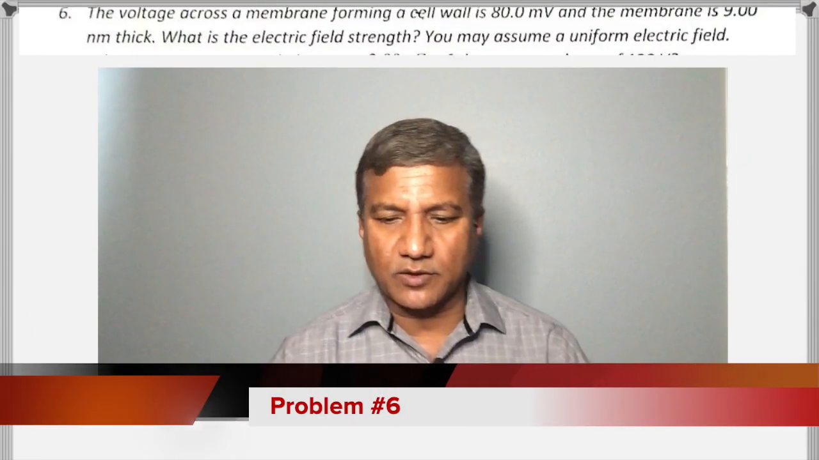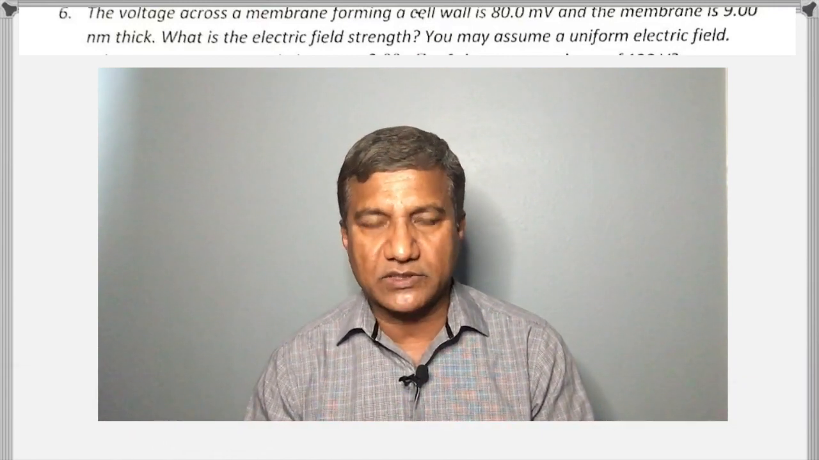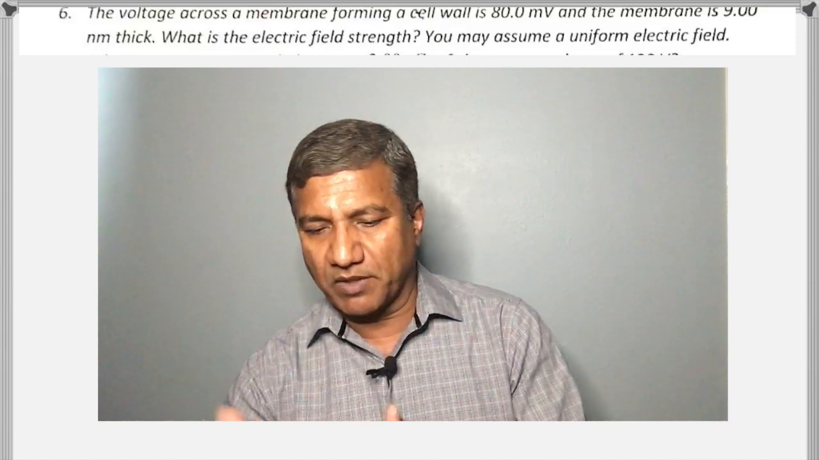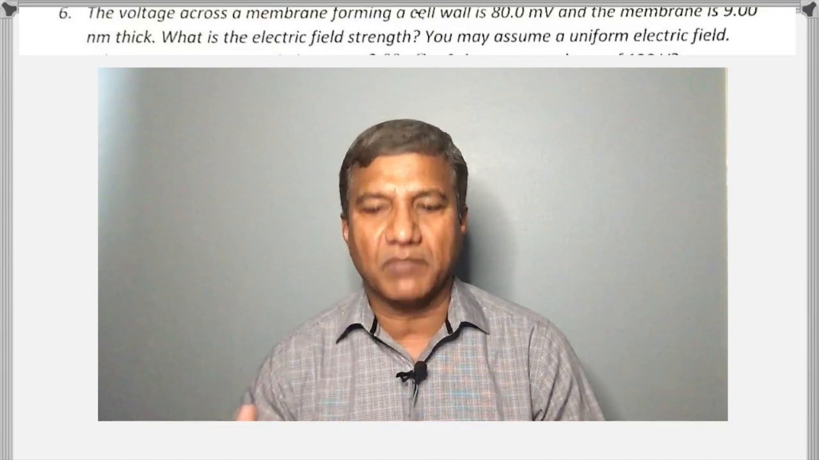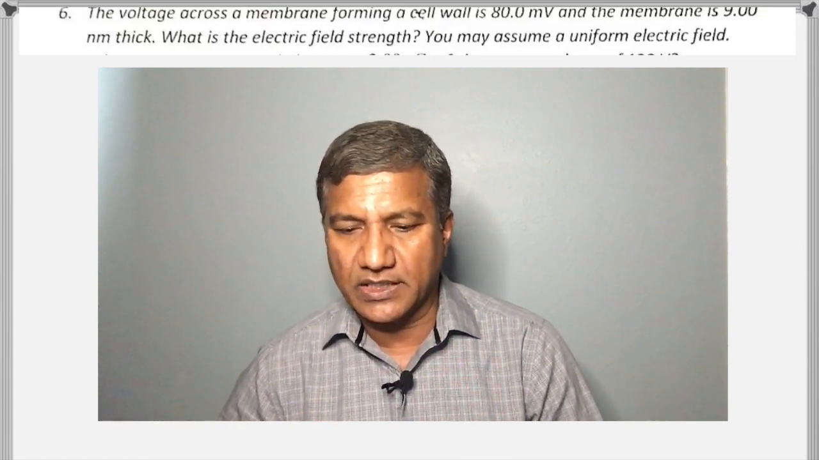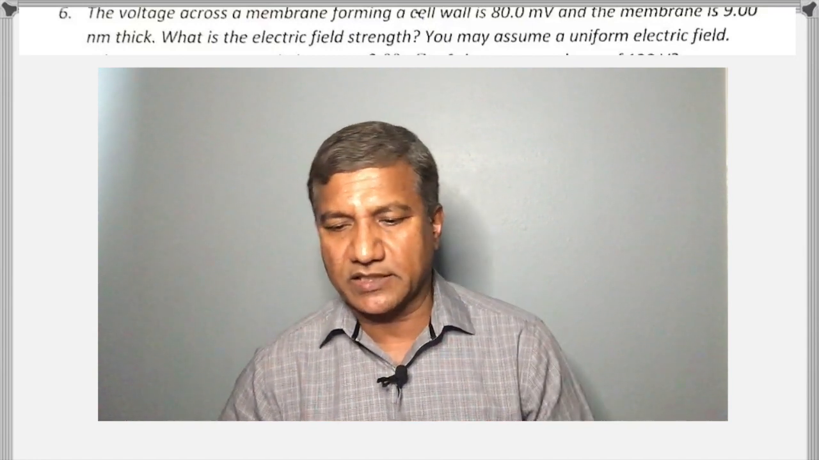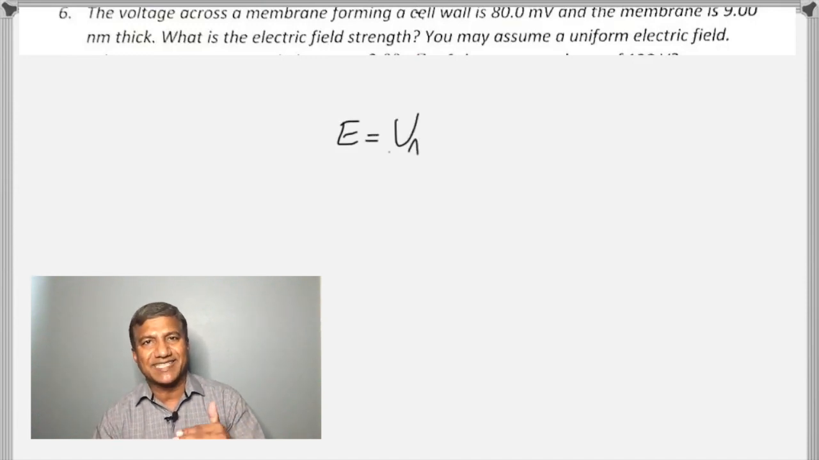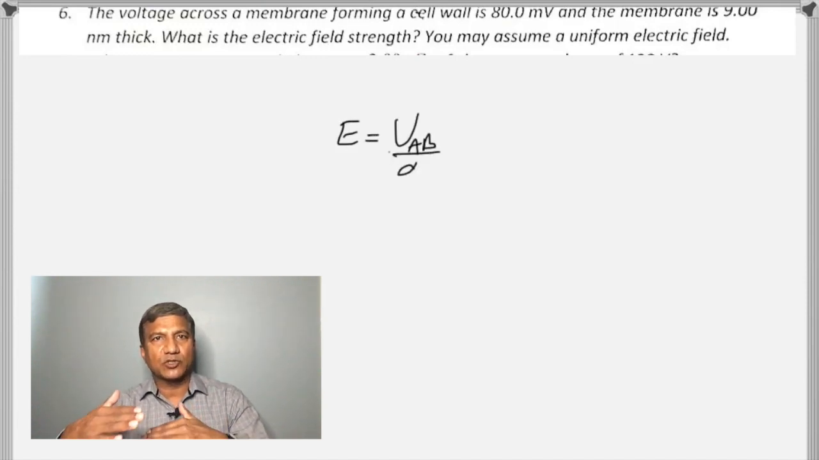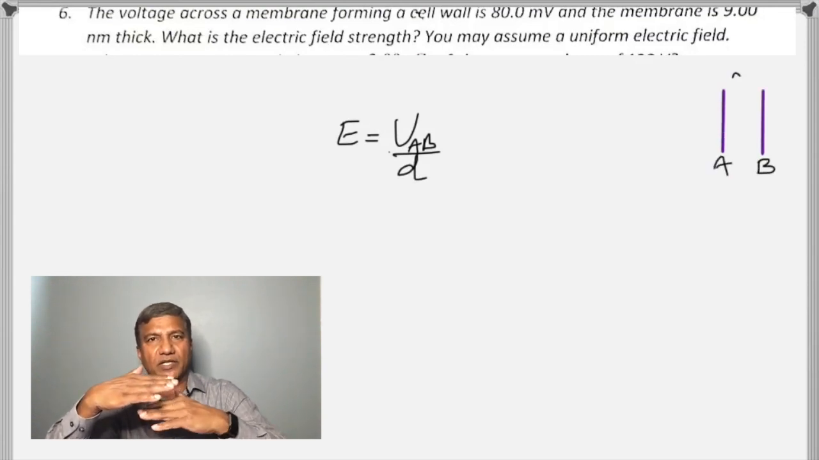Here is the next problem. This is about a living cell, and the voltage across this membrane or across the cell walls is given as 80 millivolts, and the membrane is 9 millimeters thick. And what is the electric field strength? See, electric field strength is simply voltage divided by the distance. So this is like 2 parallel plates with a voltage, and you're trying to find the electric field.